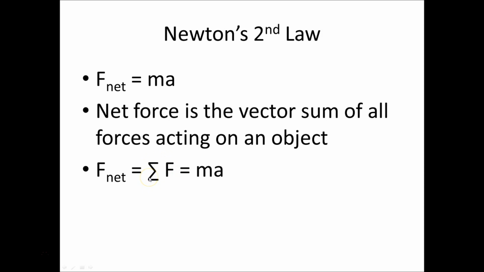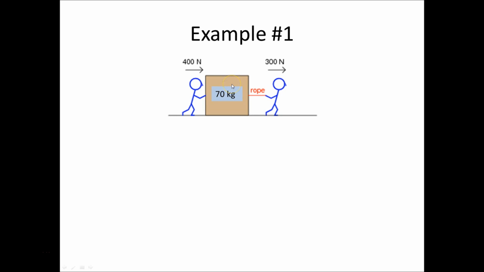Now when we do some more challenging problems later, we are going to make sure that we keep our x and y directions isolated, as we did in the last unit, but we'll go over more of that later. Let's look at a simple example. Let's say we have one person pushing to the right and another person also pushing to the right. We want to know what's the acceleration of this box here.